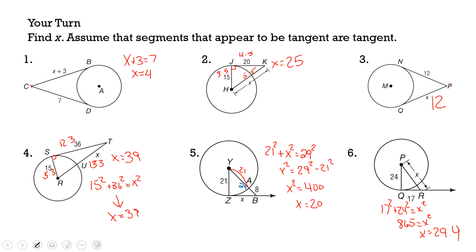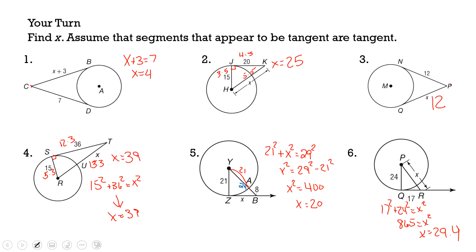Question 5 was a little different. They gave us an outside part of our line. ZB is tangent. We're trying to find X, although they told us the radius was 21. So then I know the rest of YA is 21 plus 8, which gives me that whole side is 29. Again, I wrote it in blue. So now I'm going to use the Pythagorean theorem, plug it into my equations, and find out that X equals 20.